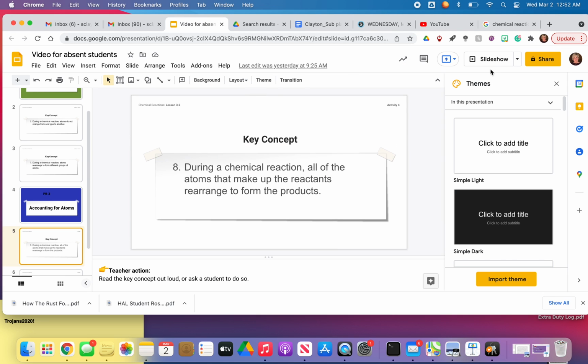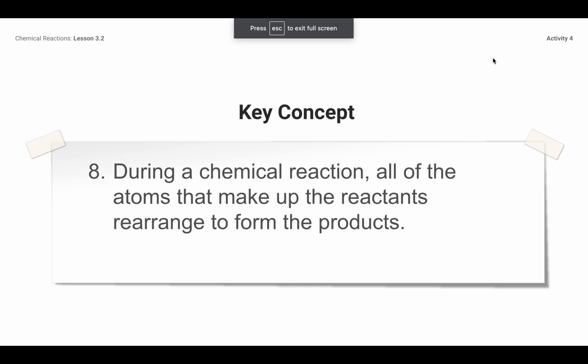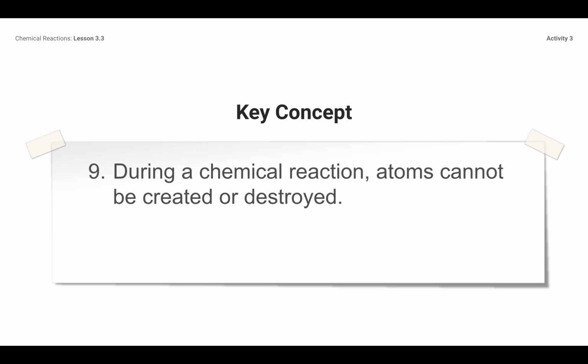Okay, so here is your key concept. I'll let you write it. During a chemical reaction, all of the atoms that make up the reactants rearrange to form the products. All right, and the last key concept that you have is during a chemical reaction, atoms cannot be created or destroyed. So everything that we saw in that photosynthesis chemical equation, no atoms were created and no atoms were destroyed. We used the same atoms, same number of atoms in the reactant and in the product.